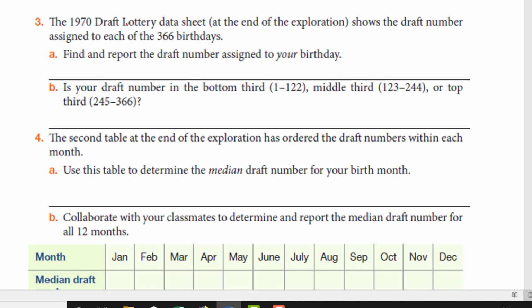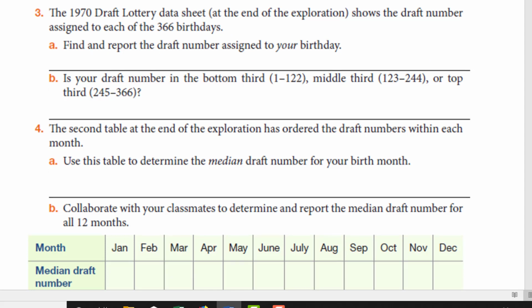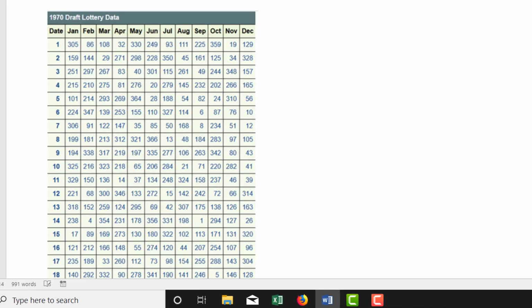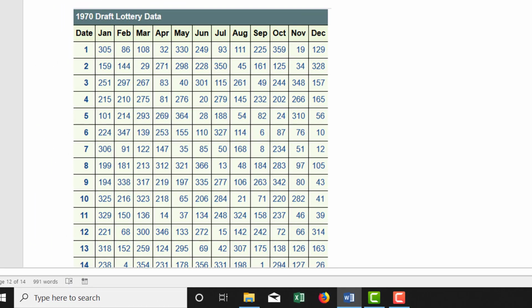Problem 3. It says the 1970 draft lottery data sheet, which is at the end of the exploration, shows the draft number assigned to each of the 366 birthdays. It asks to find your own draft number assigned to your own birthday. So I'm going to go down to that. Okay, so this is the table that shows in 1970 how the birth dates were assigned to draft numbers. So for example, to read this chart, you find your birth month. So my birth month, for example, is May.